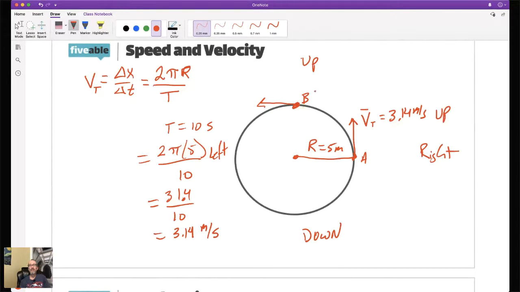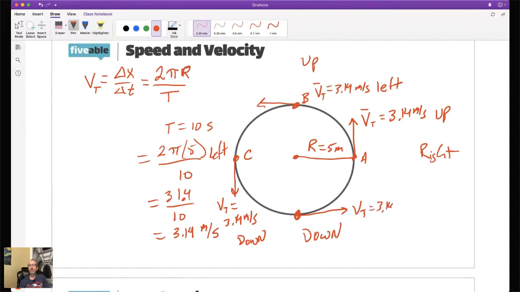At letter B, we're going to say VT is equal to 3.14 meters per second, and then that would be left. Yeah, so this would be left. If I was at point C, our tangential velocity, our VT, would be equal to 3.14 meters per second, and then this one would definitely be down. So that one's pretty easy to do. Finally, if we're here and we have our tangential velocity, VT is 3.14 meters per second, and it is right.